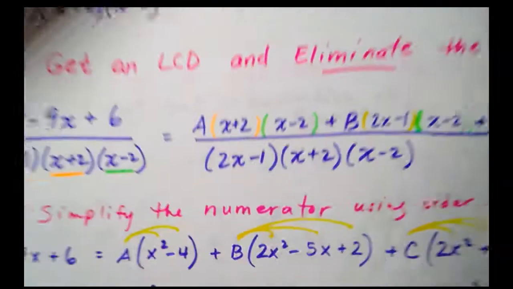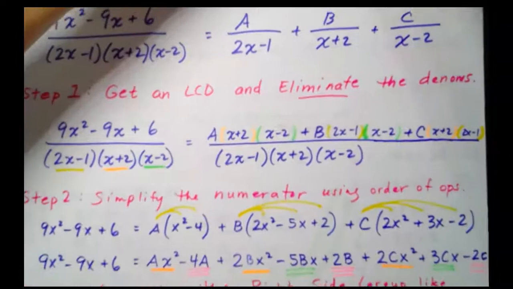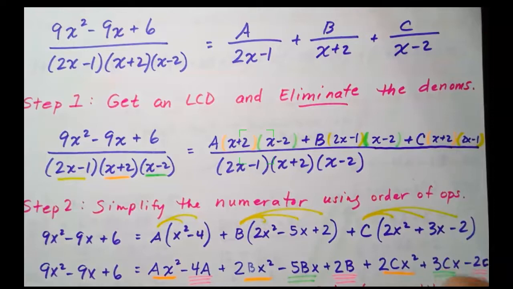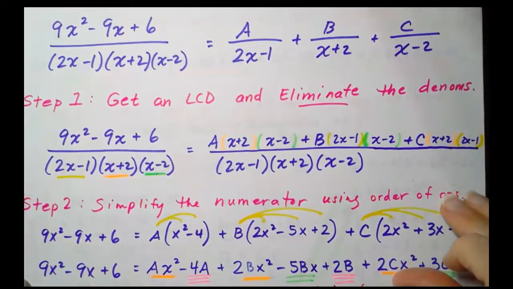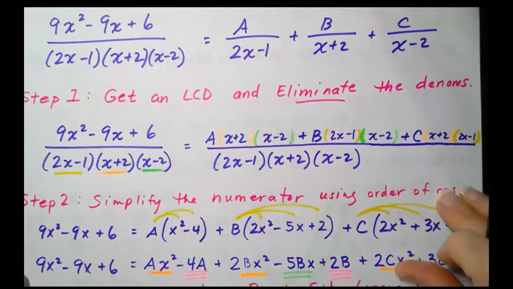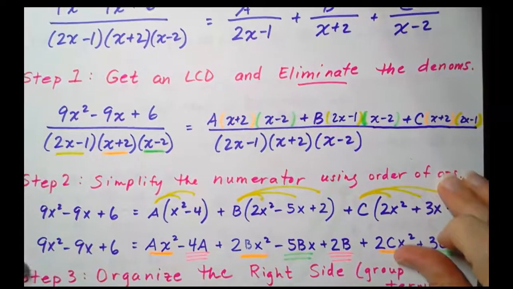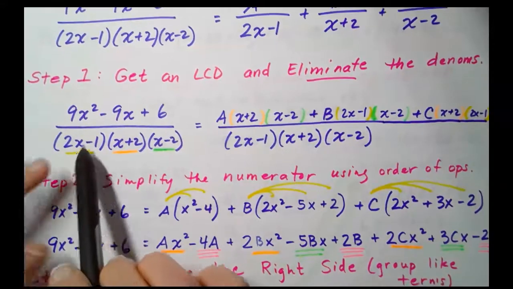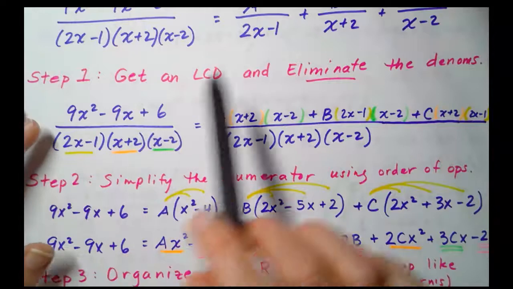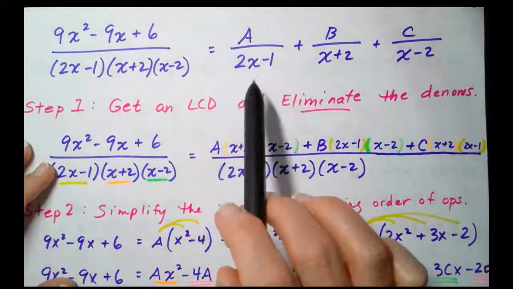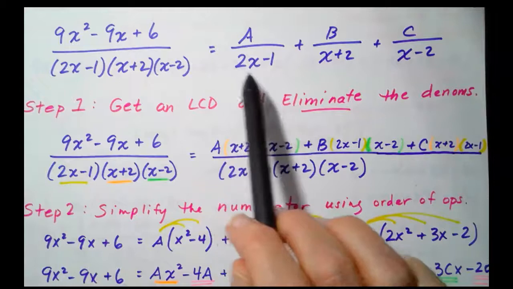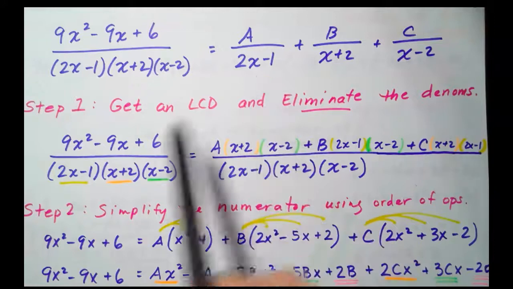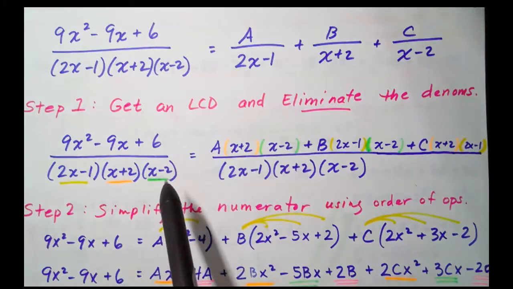That's why in our problem, we can get a common denominator, and that will allow us to eliminate the denominators completely. So that's our step 1. Get the least common denominator and eliminate the denominators. Now, I've tried to keep everything color coordinated in this video. So if we have our given expression and we have a over 2x minus 1, then ask yourself, what is this fraction missing? This denominator is missing the x plus 2 and the x minus 2.